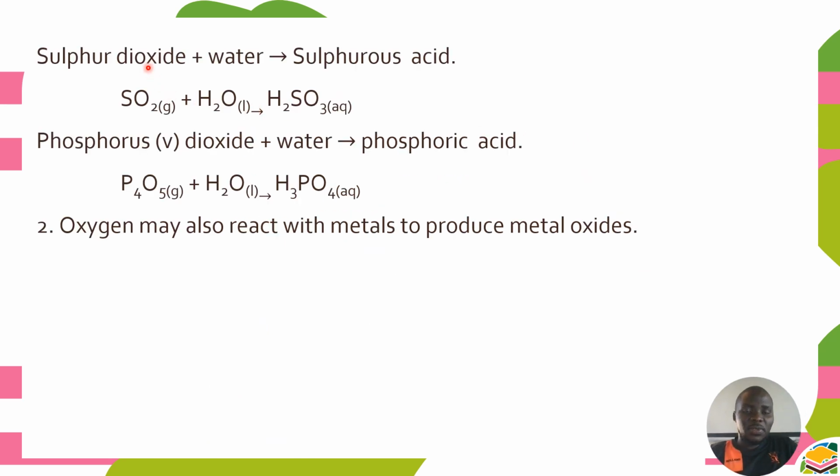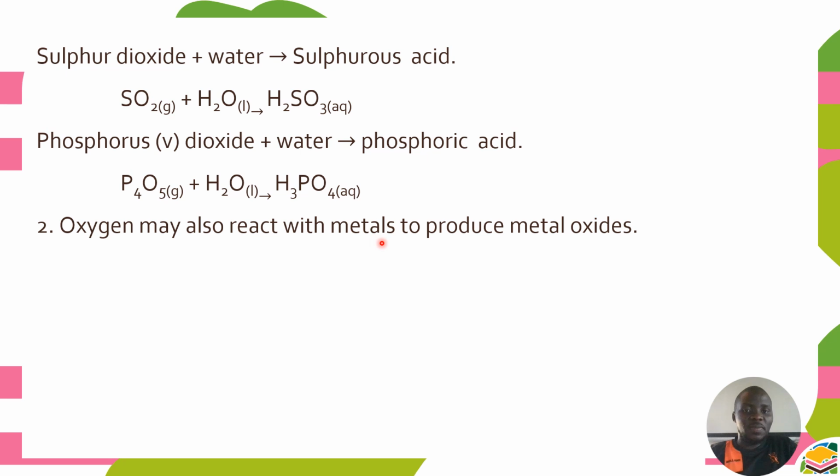Sulfur dioxide plus water gives sulfuric acid or sulfurous acid. So we have SO2 plus water, H2SO3, sulfurous acid, which can be upgraded into sulfuric acid, H2SO4. Phosphorus oxide plus water is going to form phosphoric acid. This is the chemical formula of phosphoric acid.